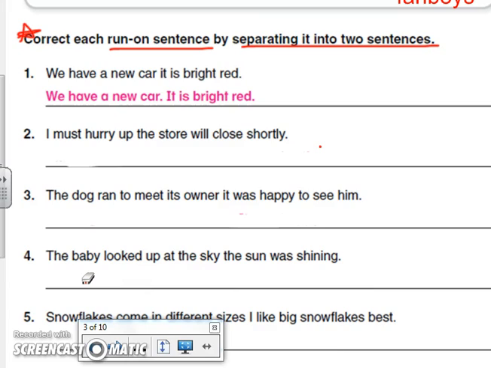Number 3, the dog ran to meet its owner. It was happy to see him. Pause and put this sentence into two separate sentences, please.